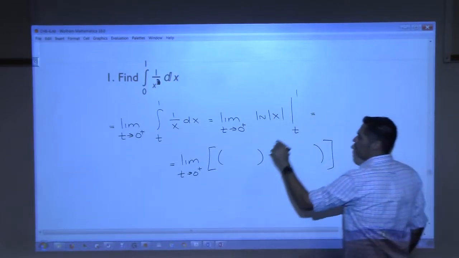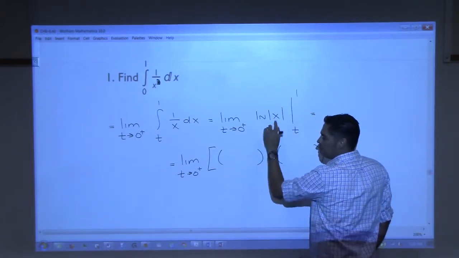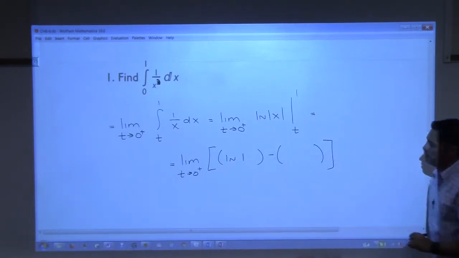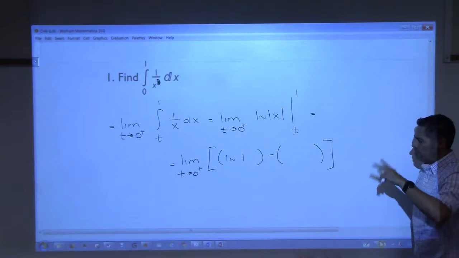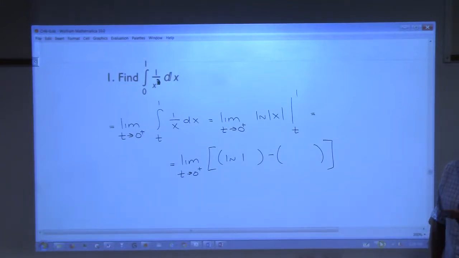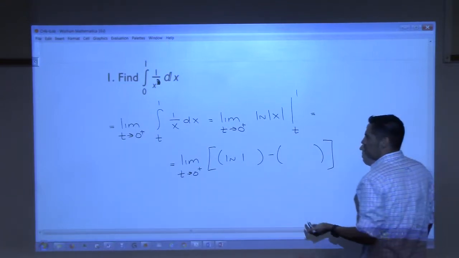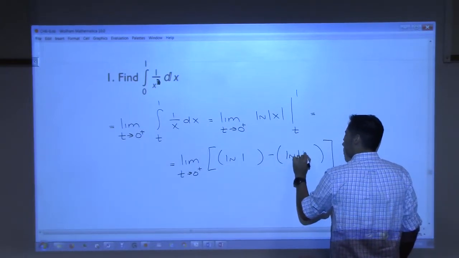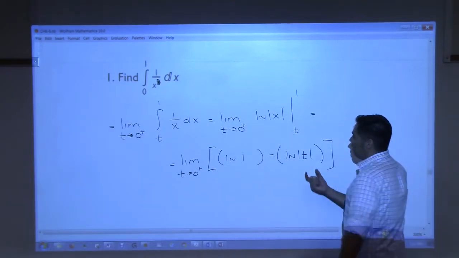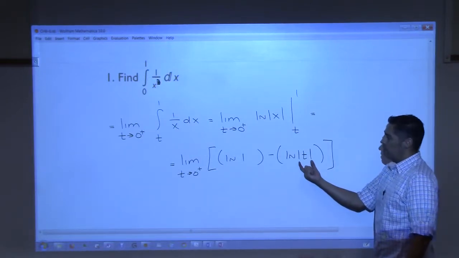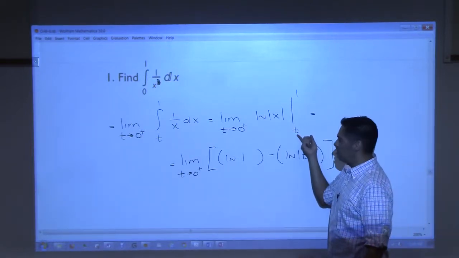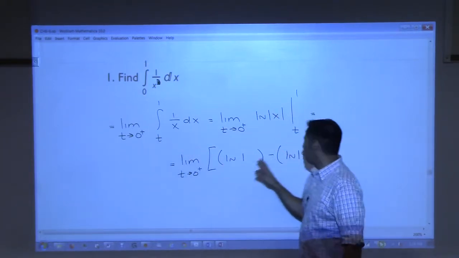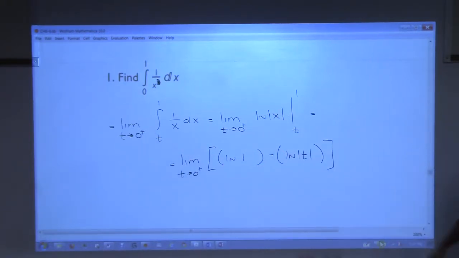So we plug in 1 first. That's natural log of 1, right? I'll just put it here. We know that's 0, right? But I'll put natural log of 1. I also didn't use the absolute value because 1 is a positive number, so absolute value of 1 is still 1. And then plug in t here, natural log of absolute value of t. I actually don't need the absolute value, again, because t is positive. Why do we know t is positive? Because we're approaching 0 from the right, so it's positive. So I don't need the absolute value, but I'm going to keep it there.